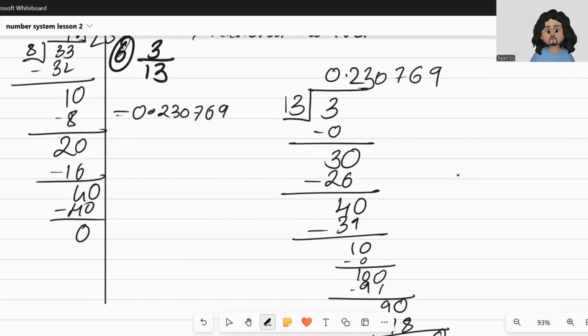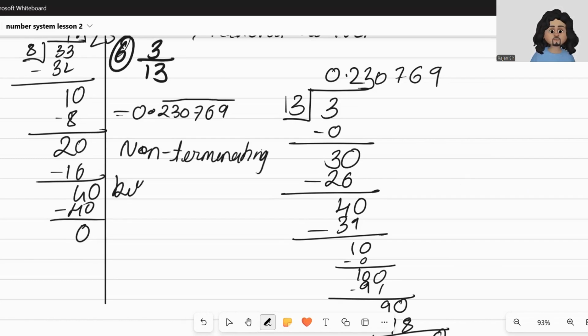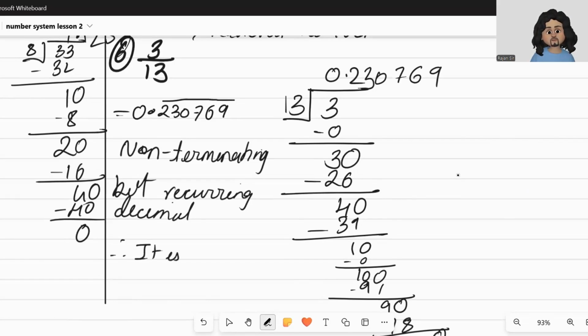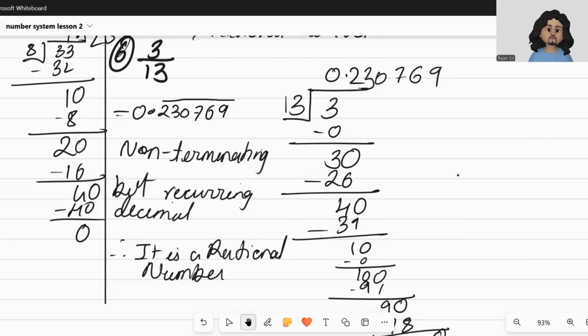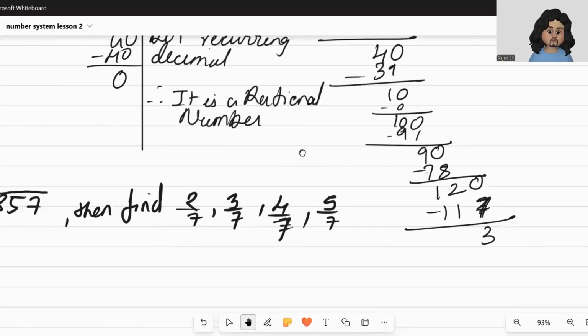So this answer comes to be 0.230769, and again it will start from 23076. Basically the whole part is repeating. So you can say it is a non-terminating but recurring decimal. Therefore, it is a rational number. Okay, let's go to the next one. I hope you got it.